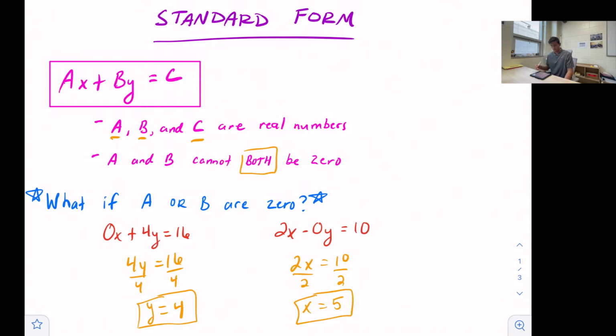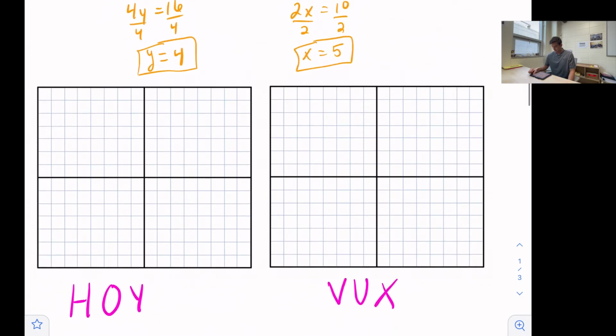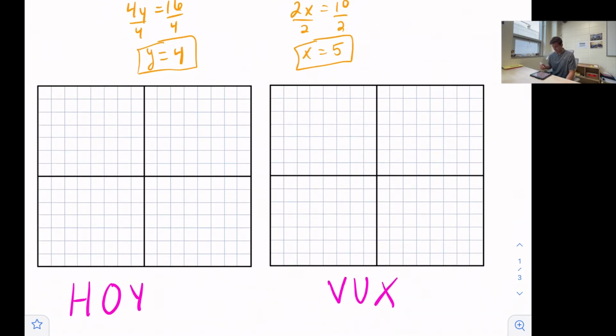And if you notice, there's only one variable listed there. So the graph is going to look a little bit different. And so that's what's going to bring us to these two graphs right here. Notice I have some words at the bottom. These are actually acronyms. One is HOY and one is VUX. So I refer to these when we're graphing these special scenarios with our linear functions.